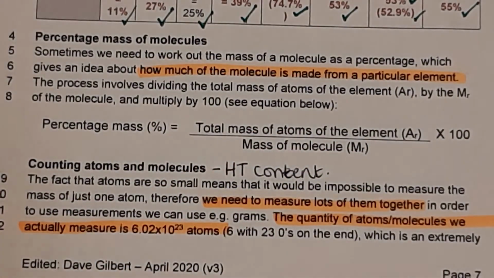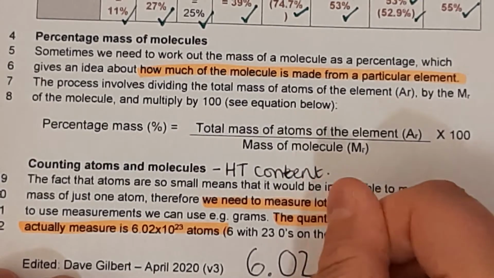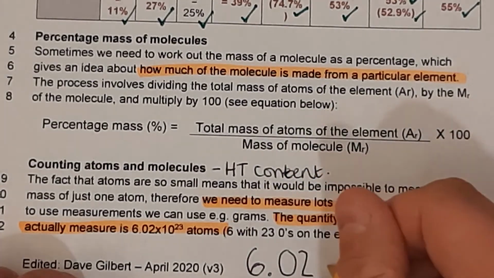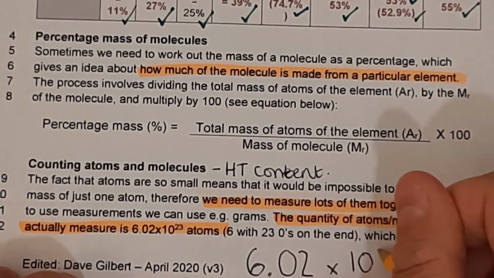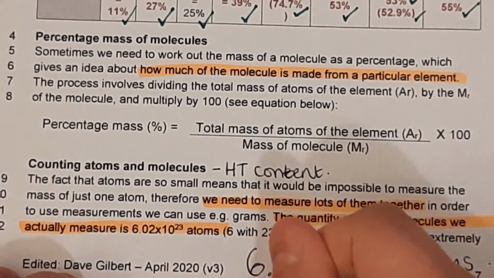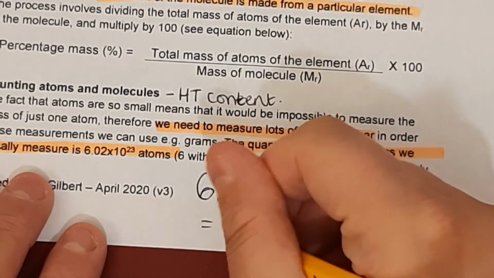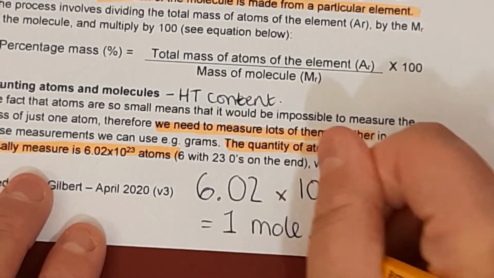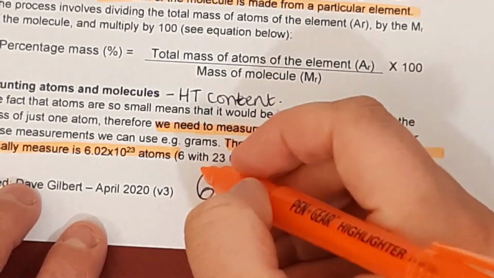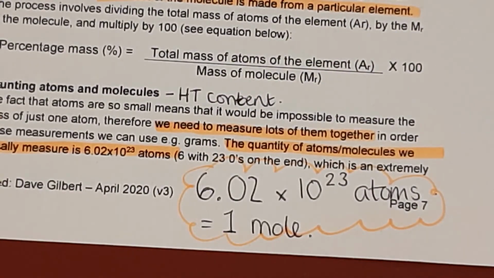It's a 6 with 23 zeros on the end. I'm going to write it out beneath here, nice and large. It's 6.02. Don't worry too much if you forget the 02, times 10 to the power of 23 atoms. Okay, that is 1 mole. So this here is really essential knowledge for higher tier students, and you need to know that. Okay, so that's how many atoms are in a mole.